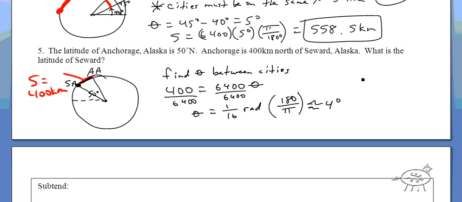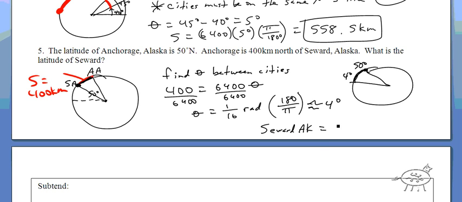So if Anchorage, Alaska, let's just draw a quick picture again. If this is Anchorage, Alaska, which is 50 degrees, and this arc is about 4 degrees, isn't Seward, Alaska, going to be 50 degrees minus 4 degrees? So that's going to be 46 degrees. Okay, and it's actually 46 degrees north, right? Well, it's not bad. All right.